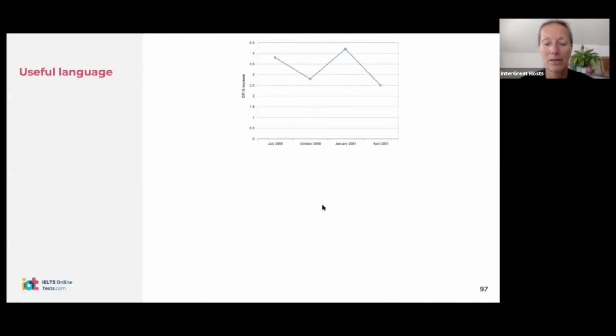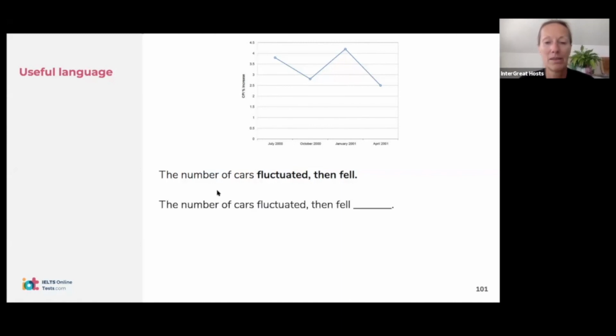Okay, the next one. Right, the number of cars, what? Fluctuated, yes. Then, yeah, it could be dropped. Yeah, oscillate is a great verb, but you wouldn't really use it in this context. Then fell, okay? Fluctuated, then fell, or dropped is okay, or decreased. Yeah, all those words are fine. The number of cars fluctuated, then fell.